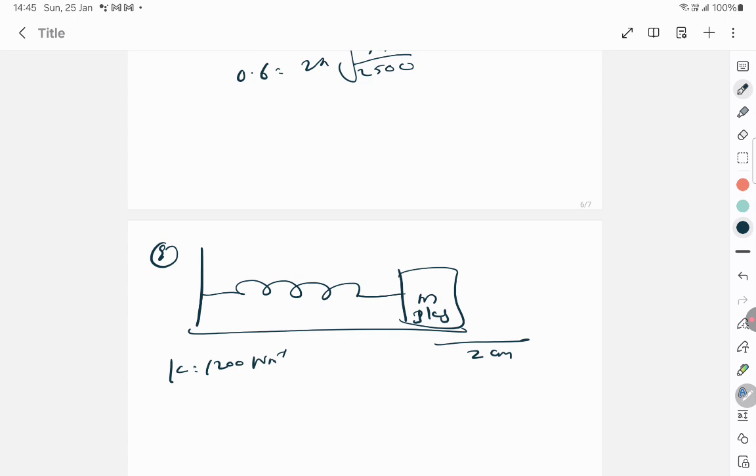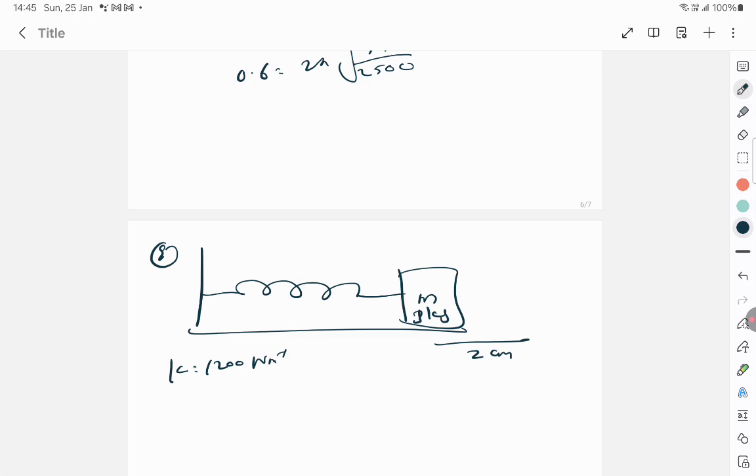What is the frequency of oscillation of the mass? What is the maximum acceleration of the mass? If you know the time period, you can find the frequency. And what is the maximum acceleration of the mass? If a is equal to minus omega square x. Okay, we can do all that.